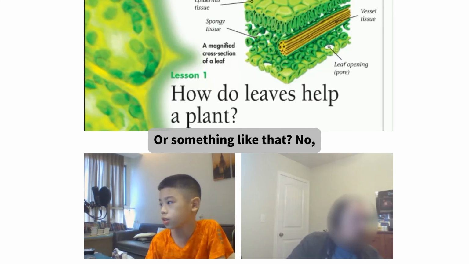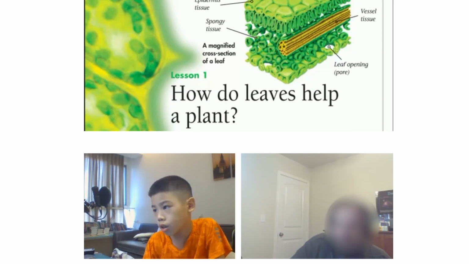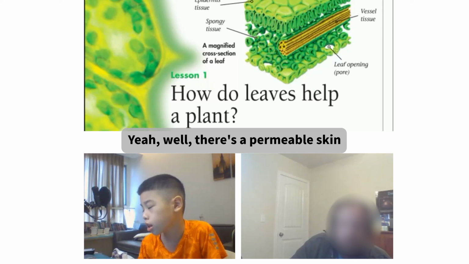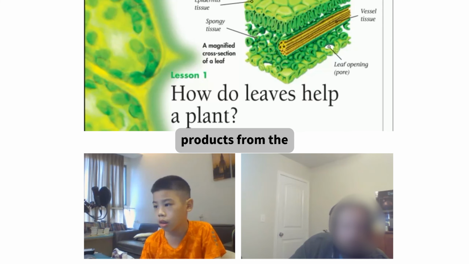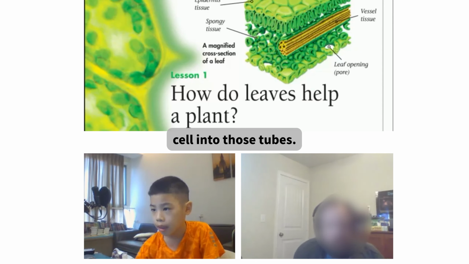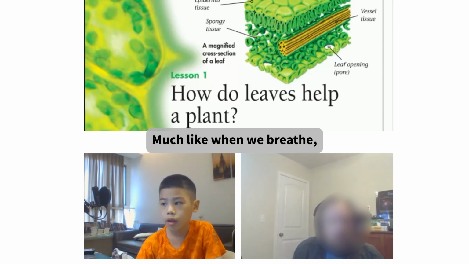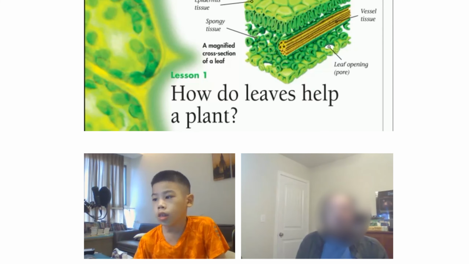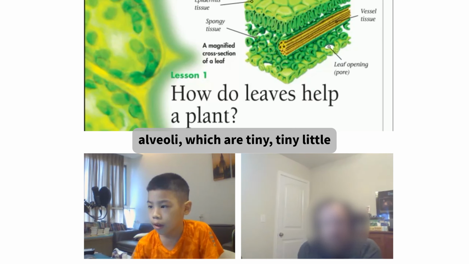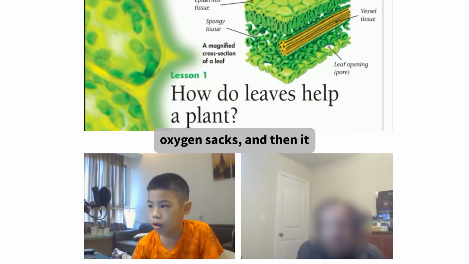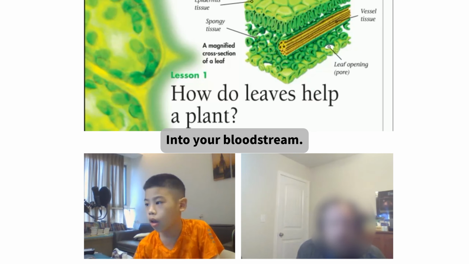Mm. No, I'm not sure where you're going with this. How does it get the fluid around? Well, there's a permeable skin around that allows transfer of products from the cell into those tubes. Much like when we breathe, that oxygen goes down into alveoli, which are tiny, tiny little oxygen sacs, and then it diffuses that oxygen into your bloodstream.